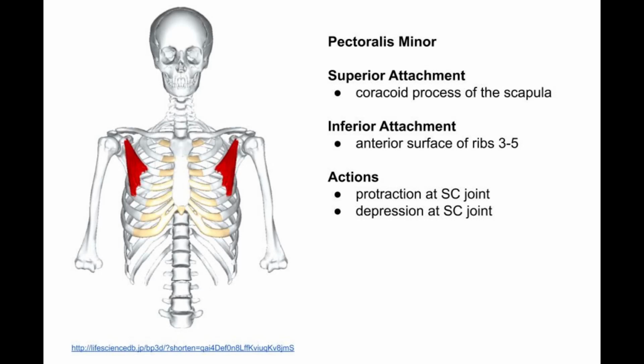It has two primary actions. Those are protraction at the SC joint, so in the transverse plane, as it pulls on the coracoid process of the scapula, it pulls the clavicle anteriorly in the transverse plane, which is protraction of the SC joint. And it has a downward pull on the coracoid process of the scapula, which will pull the clavicle downward, which is depression of the SC joint.